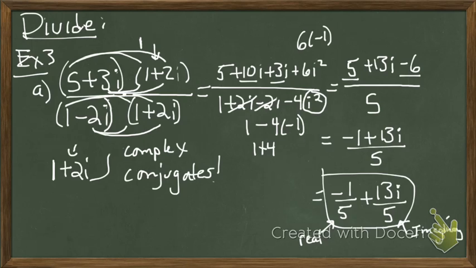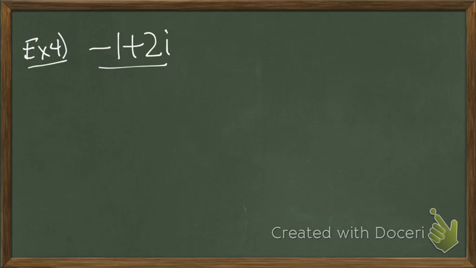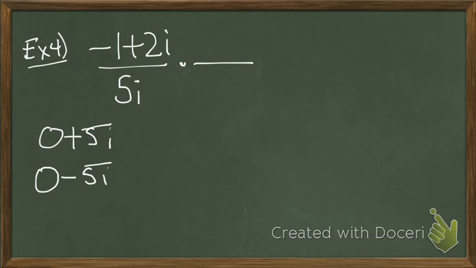Kind of cool. We'll do one more quick example. Let's let this be example 4, just so you see a little bit different look. If I have negative 1 plus 2i divided by, let's say, 5i, what is the complex conjugate we can multiply the top and bottom by? Well, think of this 5i as 0 plus 5i, right? So the complex conjugate is going to be 0 minus 5i, which ultimately is the same as negative 5i. So let's multiply top and bottom by negative 5i, the complex conjugate.